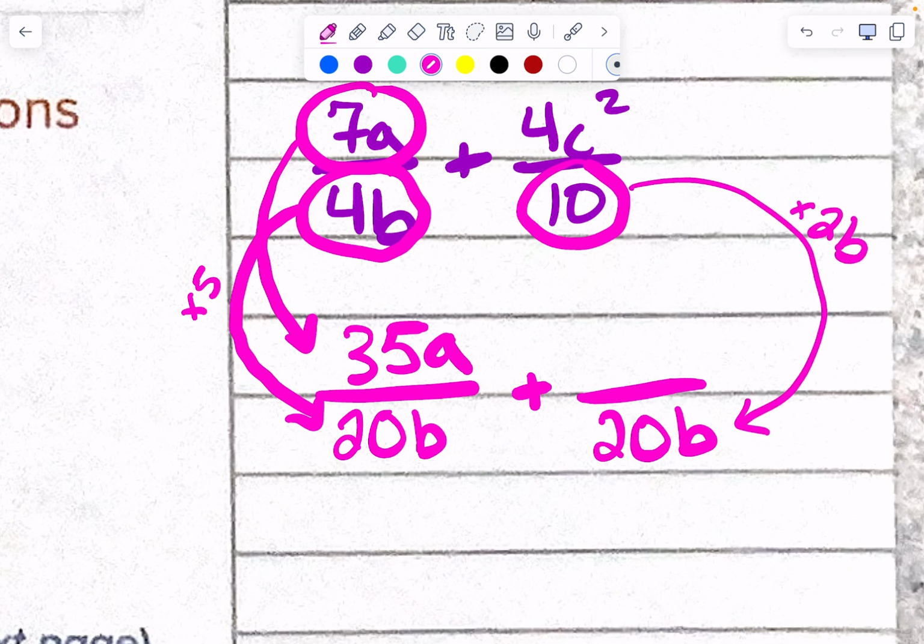Now, going from 10 to 20b, what do I have to multiply by? 2 and b. So I have to take 4c squared times 2b. 8c squared b, or bc squared, however you want to write it. Okay? Do you see how that works?